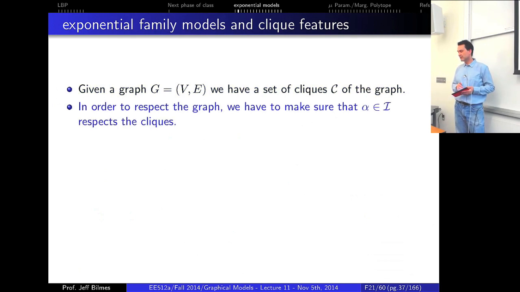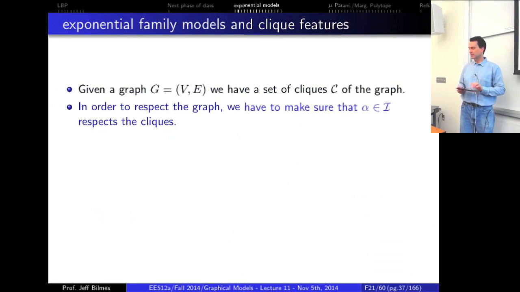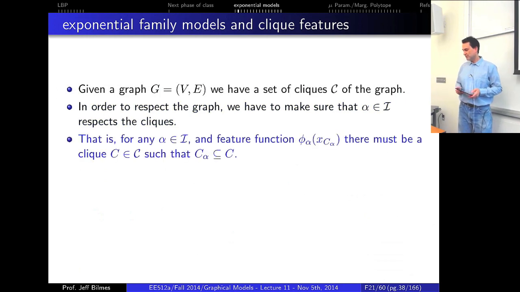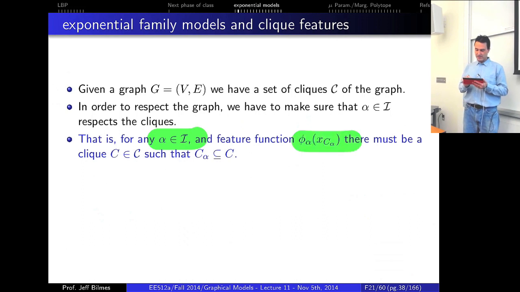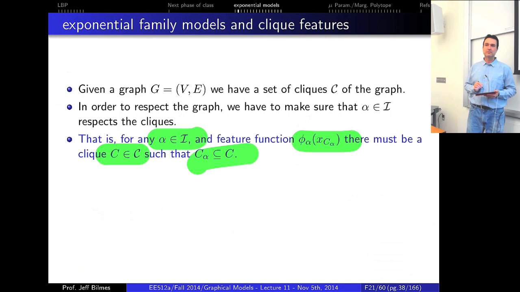So the question is, how does it relate to the cliques? In order to respect the graph, what must be true? I mean, you should be able to answer this question. In order to factor with respect to the graph, it must be the case that each one of these sufficient statistics never involves variables that span outside of a clique in the graph. That basically means that if we have any particular index alpha, and we have this feature function, which is a function of x sub c sub alpha, we must have that there exists some clique in the graph such that c sub alpha is less than or equal to c.